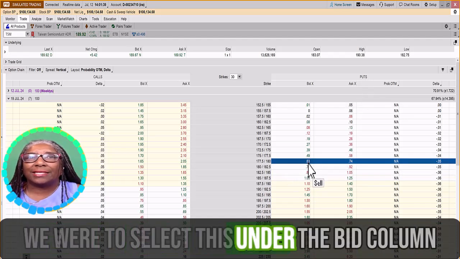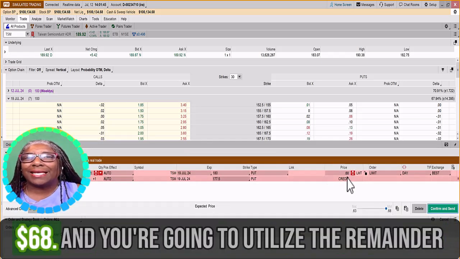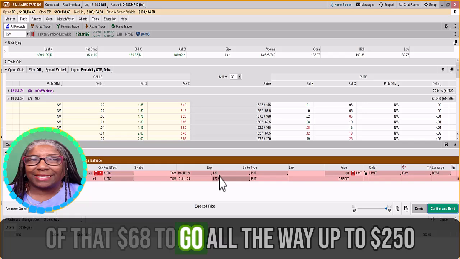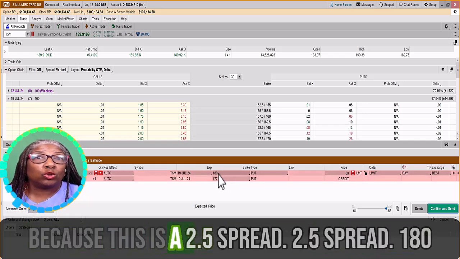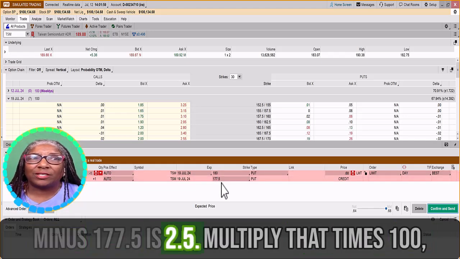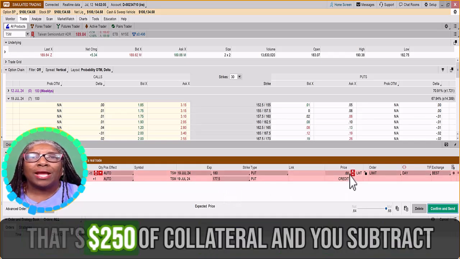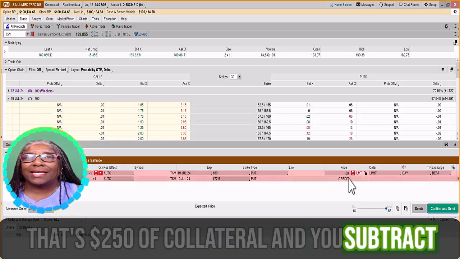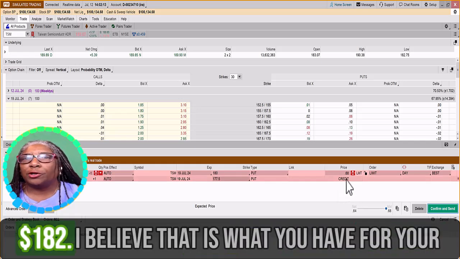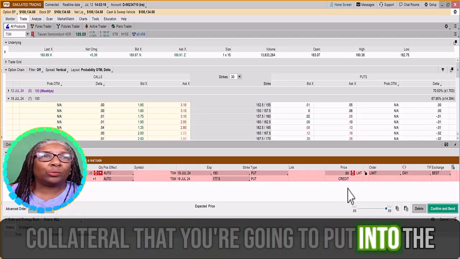If we were to select this under the bid column, because we're sellers, this is going to pay you $68, and you're going to utilize the remainder of that $68 to go all the way up to $250 because this is a 2.5 spread. 180 minus 177.5 is 2.5. Multiply that times 100, that's $250 of collateral. And you subtract this $68 from the $250, and it leaves you with $182, I believe, that is what you have for your collateral that you're going to put into the trade.